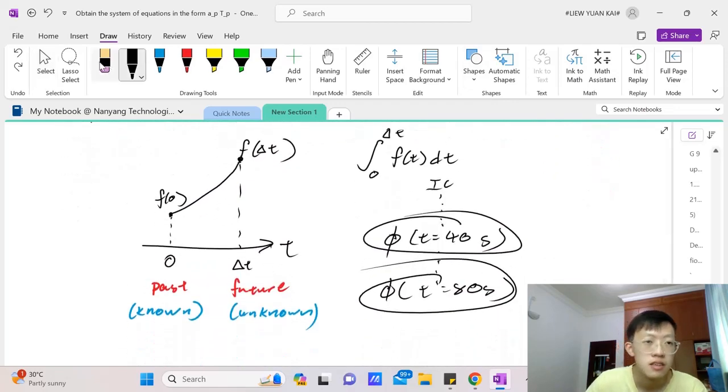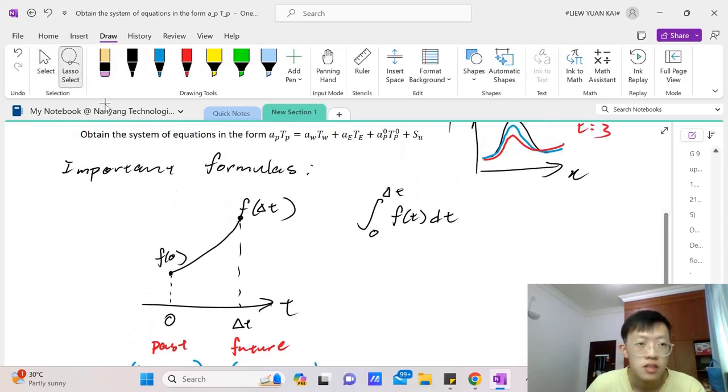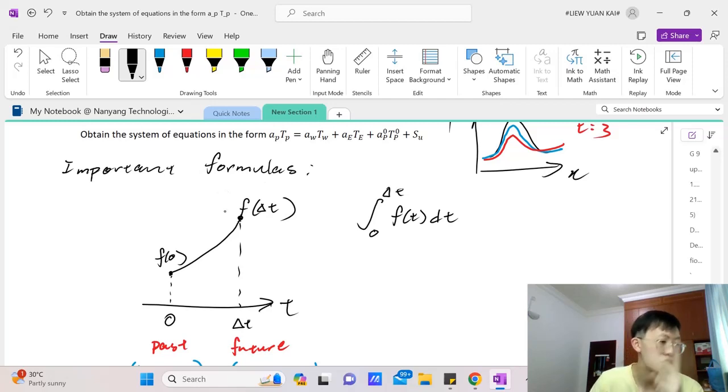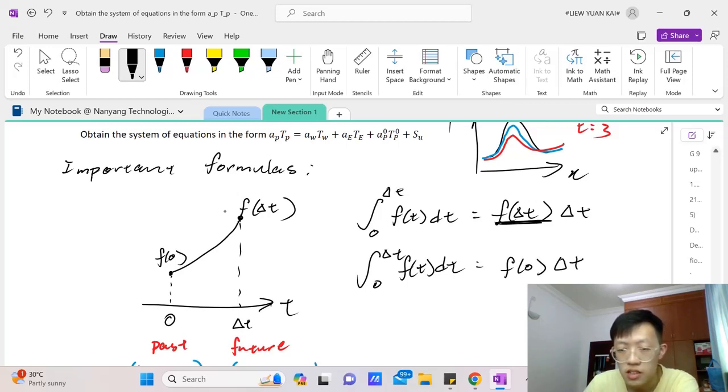Okay, so where was I? We want to know how to evaluate this integral, and there are two ways to do it. Let's take these two alternatives. One way is we use this formula: f of delta t multiplied by delta t. Another way, same thing, I want to calculate this, but another alternative is this: f of 0 times delta t.